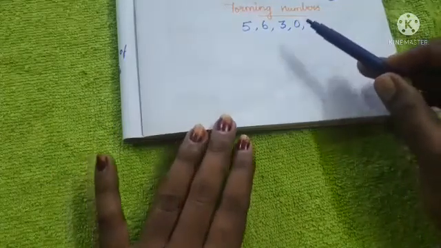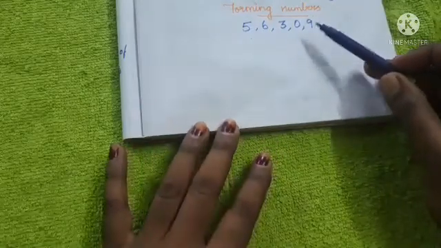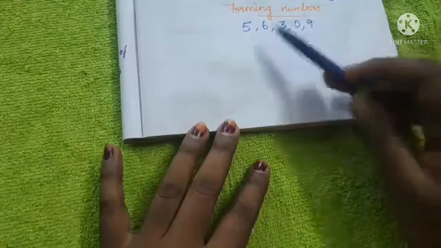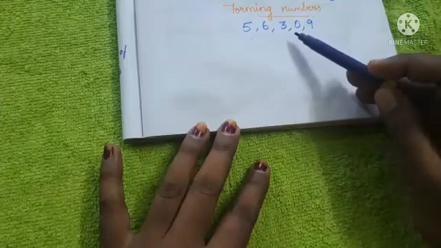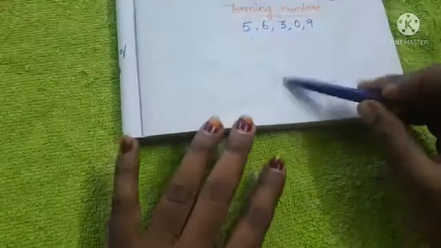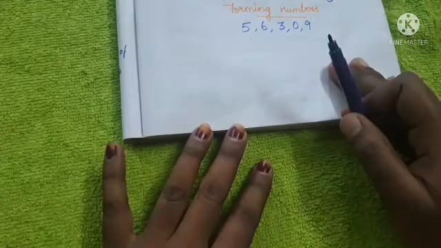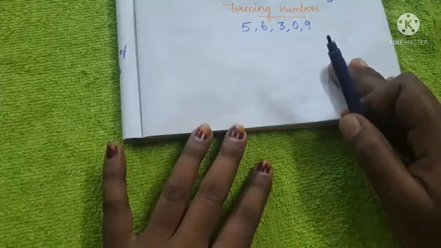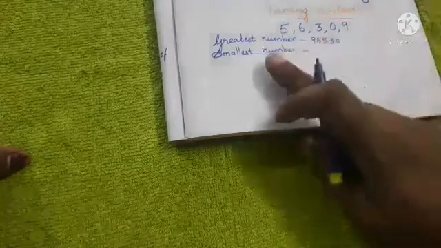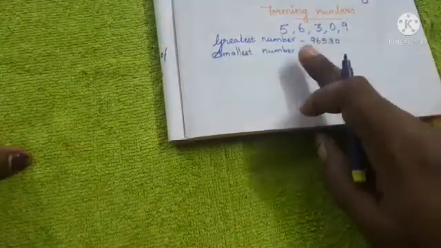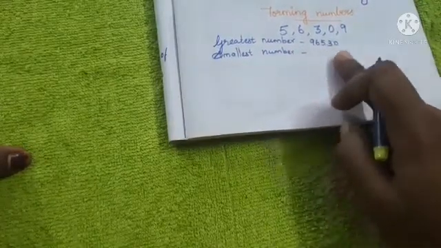So now we know how to arrange the numbers in descending order. 9 is the greatest, then next to the 9, 6 is smaller, next 5 is smaller, then 3 is smaller, and 0 is the smallest number. That means we can find the greatest number. Now we have arranged the numbers in descending order, so we got the greatest number. The greatest number is 96530.